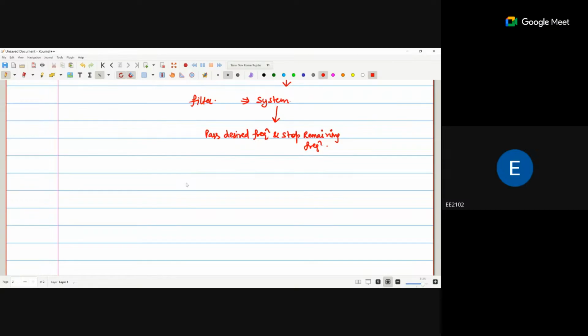Now generally the response of the ideal low pass filter is that they have this response.